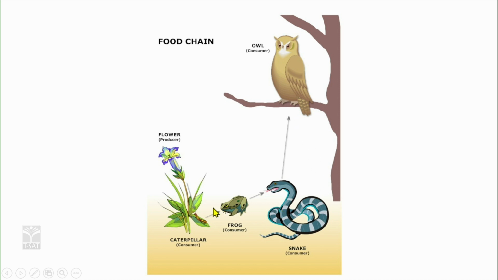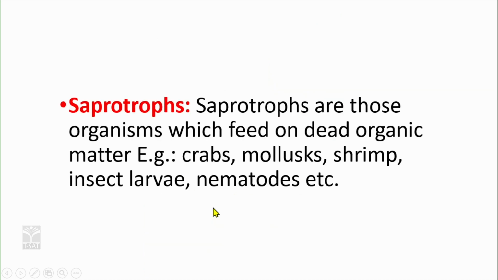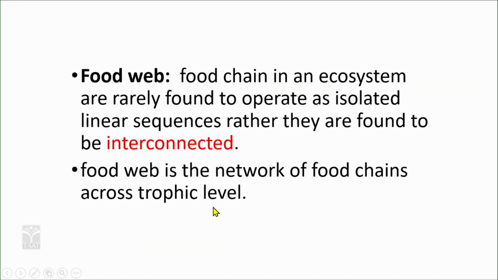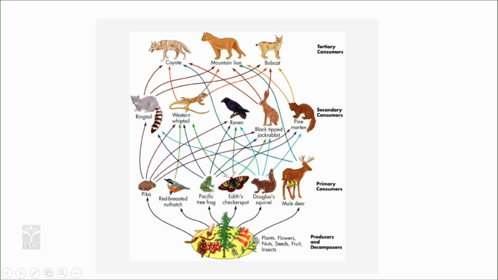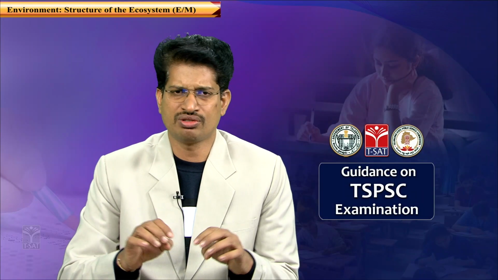In the case of a food web, it is made up of many interlinking food chains leading to the form of a food web. A food web is a network of food chains across trophic levels. For example, this is the real way the trophic levels exist. So, biodiversity is the existence of different species in a trophic level.